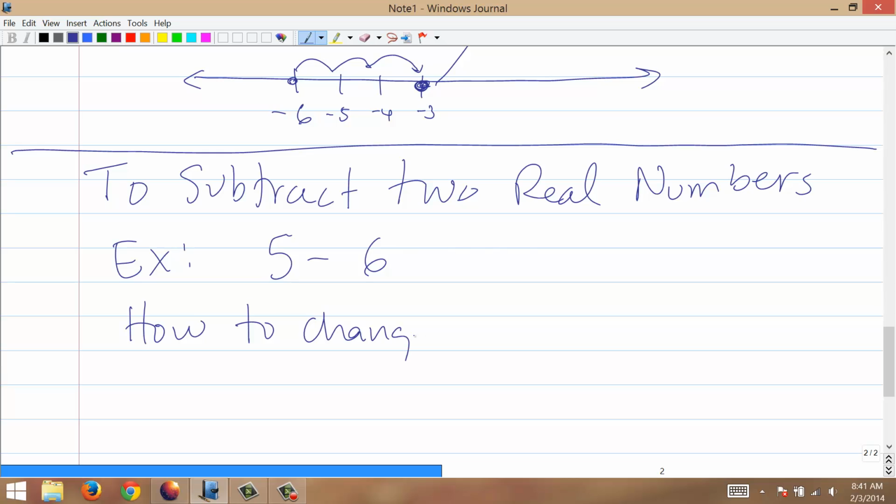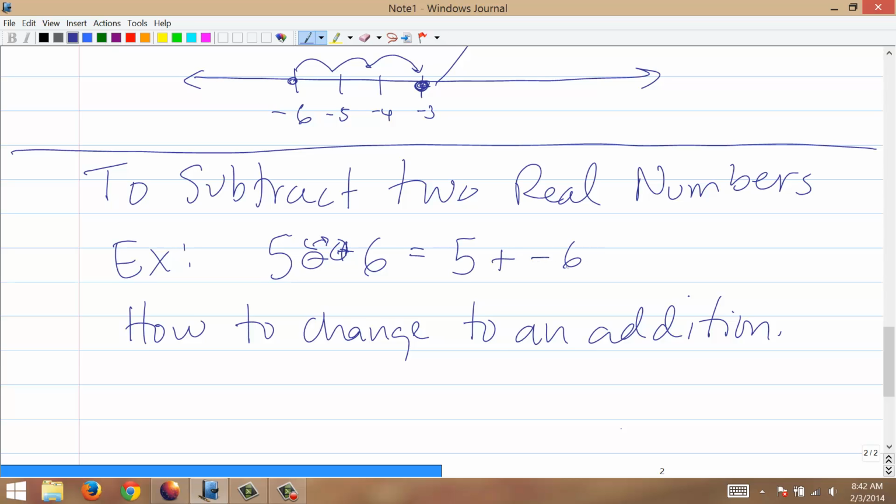Well, what I want to do is think of this 6 as a positive 6, because that's what it is, 5 minus positive 6. And the idea is, what we're going to do is actually flip-flop these signs. So 5 minus positive 6, I can actually think of as 5 plus -6. So I can actually switch the order of those signs.